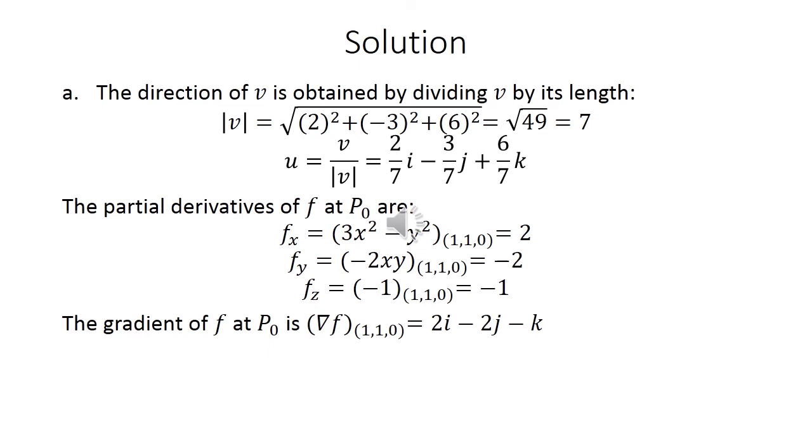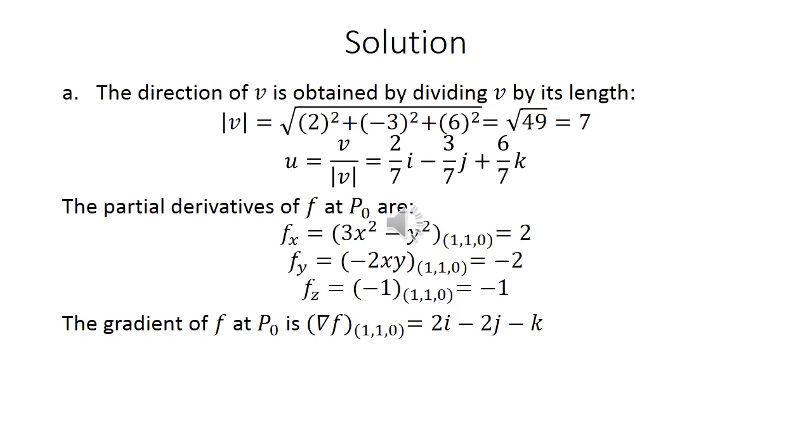As we know, the direction of v is obtained by dividing v by its length. The length of v can be computed as follows. The absolute value of v equals the square root of 2 squared plus (-3) squared plus 6 squared, which gives the square root of 49, which is 7. So the direction vector u equals v divided by the absolute value of v, equal to 2/7 i minus 3/7 j plus 6/7 k.